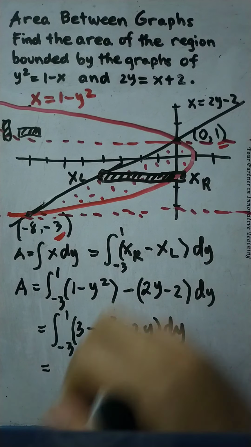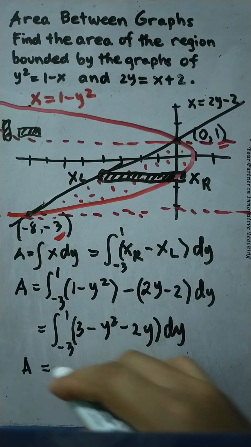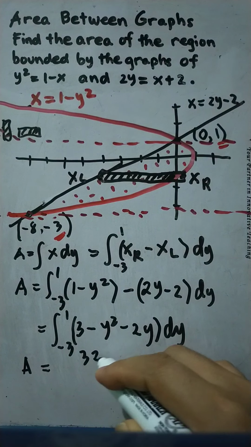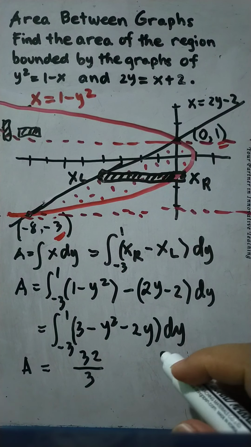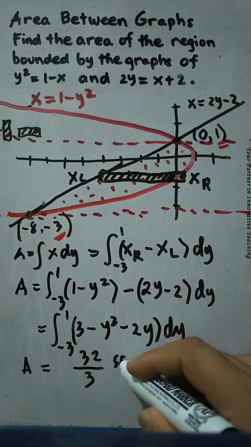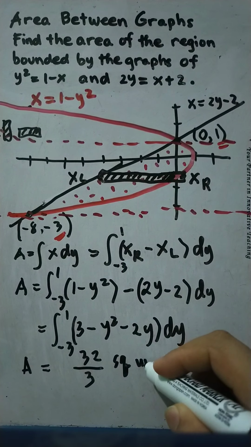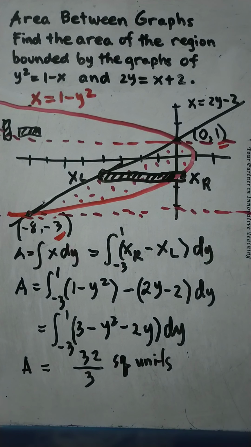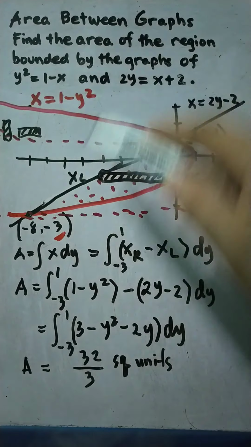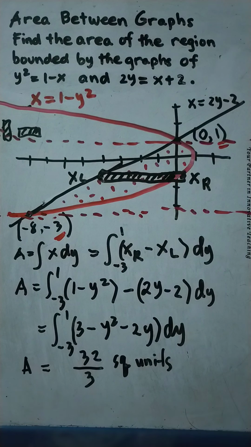Using your calculator, we can find the area, which is equivalent to 32/3 square units. Okay? So that is now the area of the region that is bounded by the graphs of this parabola and this line. So the area equals 32/3 square units.